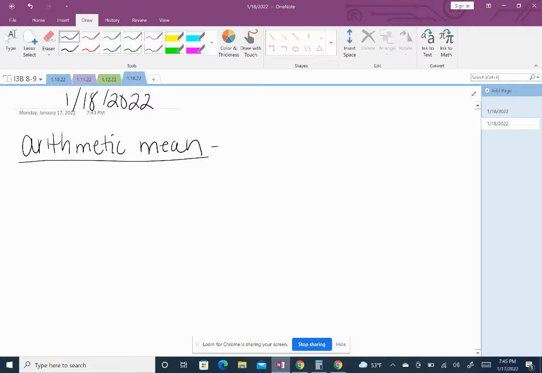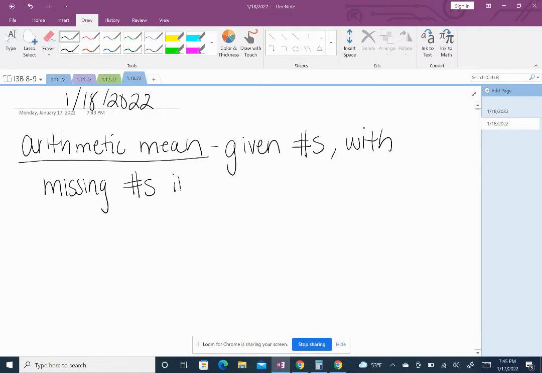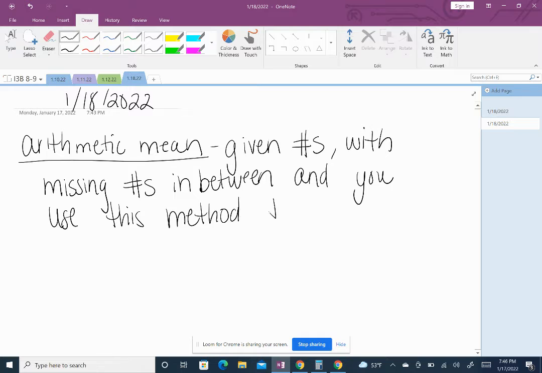All right, so we're going to be covering arithmetic mean. So essentially the arithmetic mean is when you're, I'm going to write it in not necessarily the textbook definition. So it's when you're given numbers with missing numbers in between, and you use this method to find the missing.